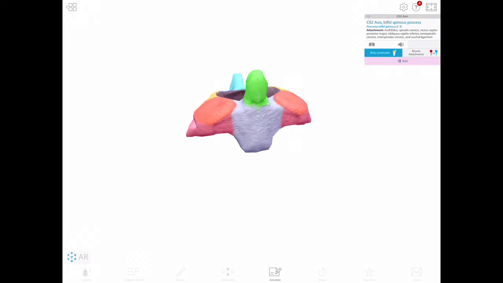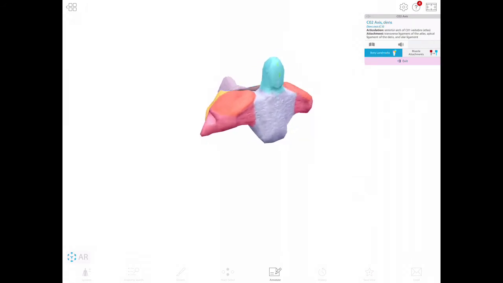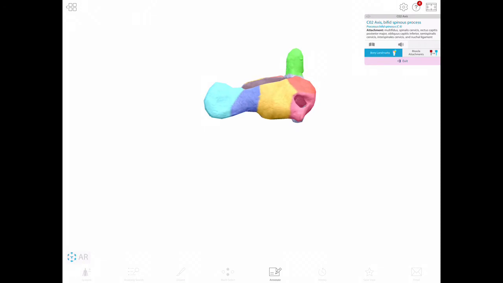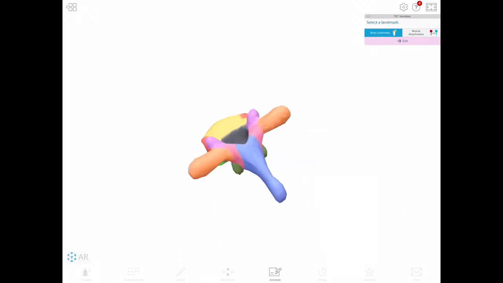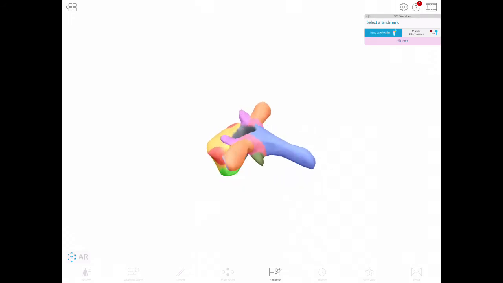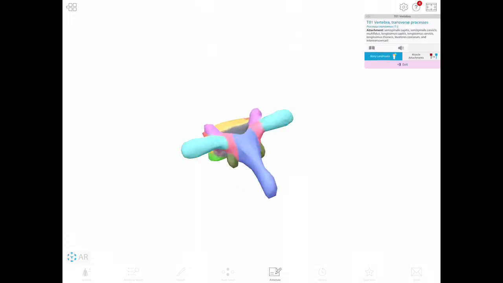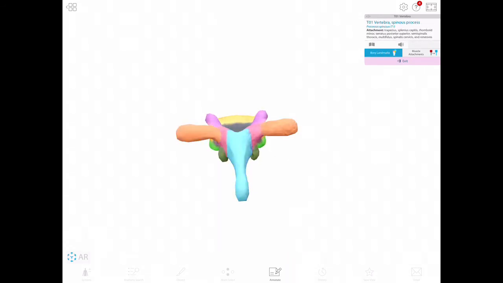Here we have the atlas on the top. This figure sticking up is called the dens. And here we have the spinous process. This is a part of the thoracic vertebra. On the sides we have the transverse process. And here is the spinous process.